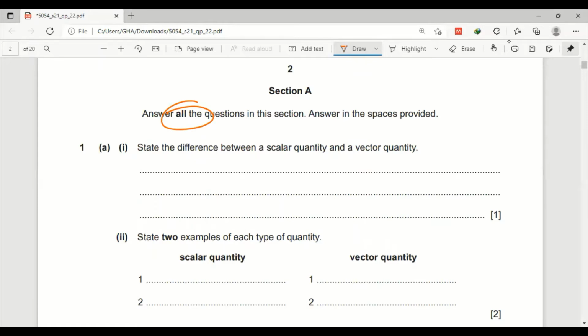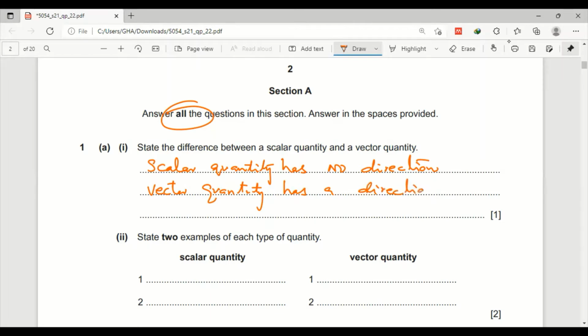Now, state the difference between a scalar quantity and a vector quantity. So, a scalar quantity has no direction. It has magnitude and unit only. But a vector quantity has a direction along with the magnitude and unit.